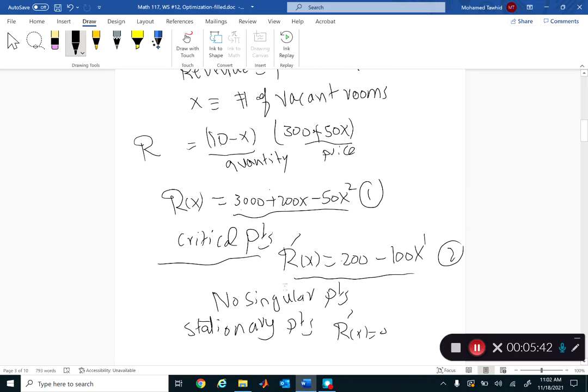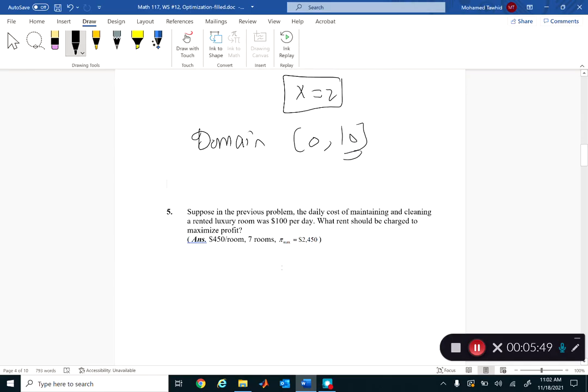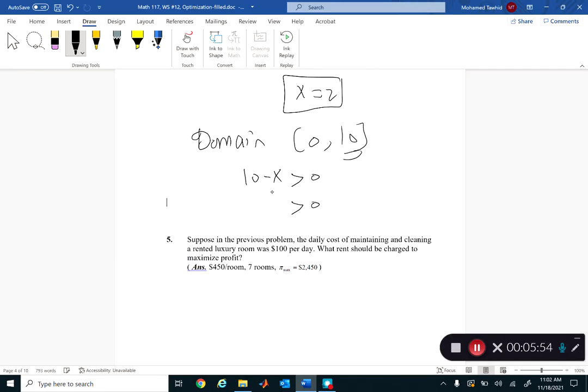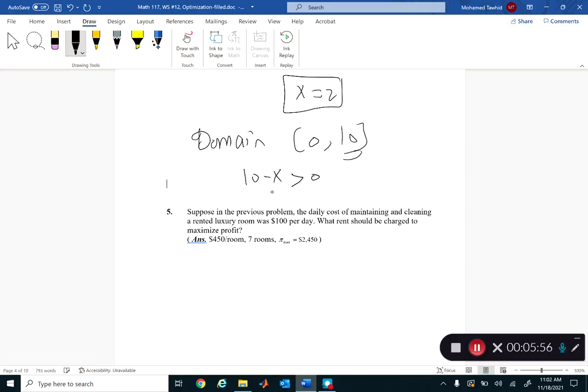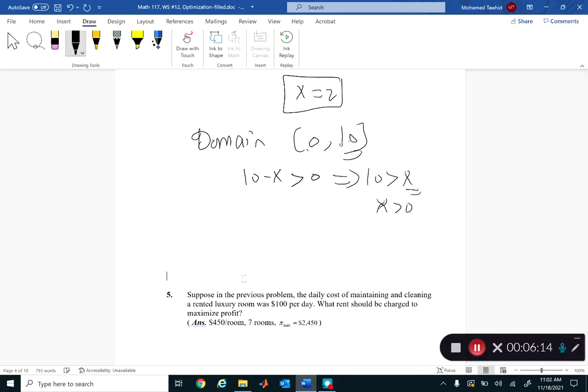That is one way. Or the quantity here, what is the quantity? 10 minus x should be greater than 0, right? Then go ahead and solve this one here. So you have 10 greater than x, but you know x must be greater than 0 because that's a number of rooms. So the domain here should be 0 to 10.